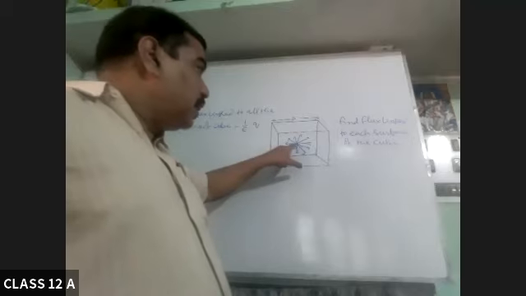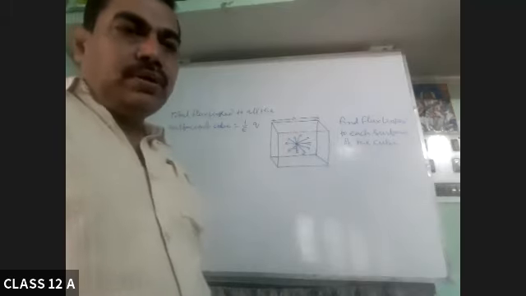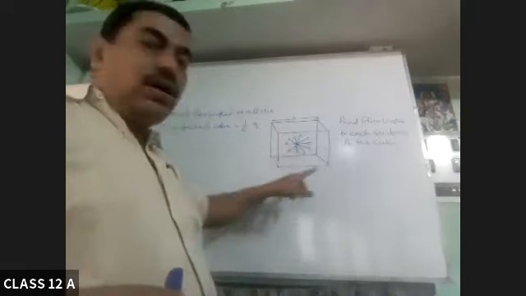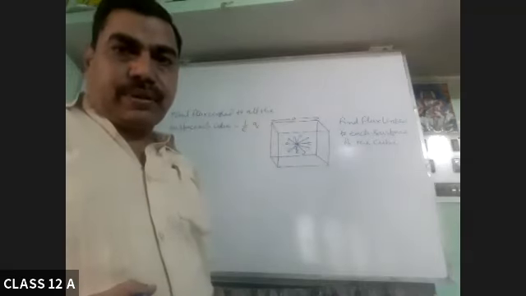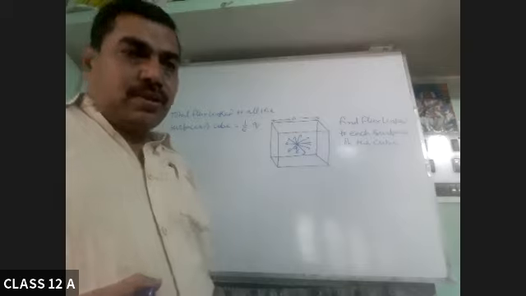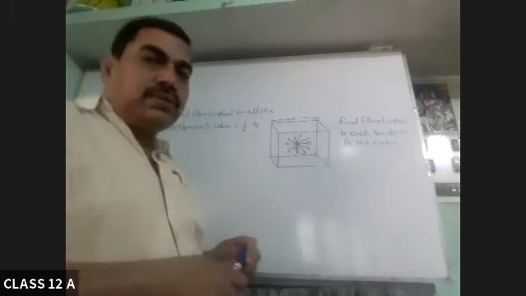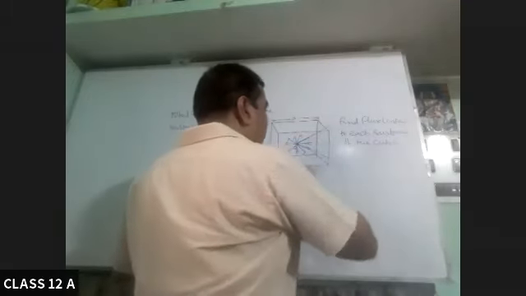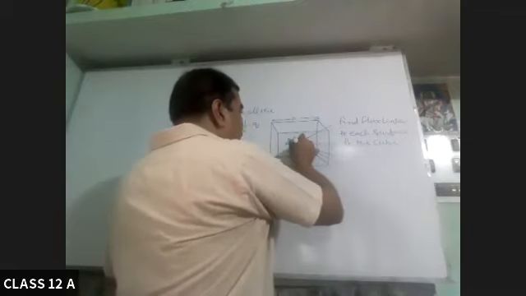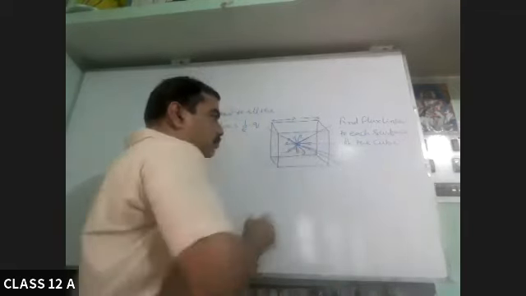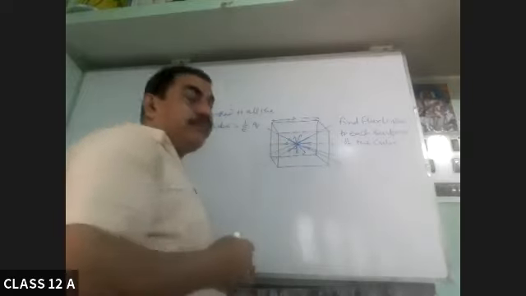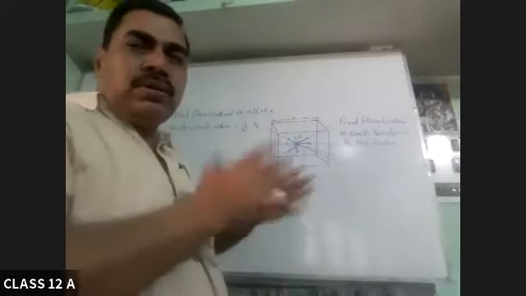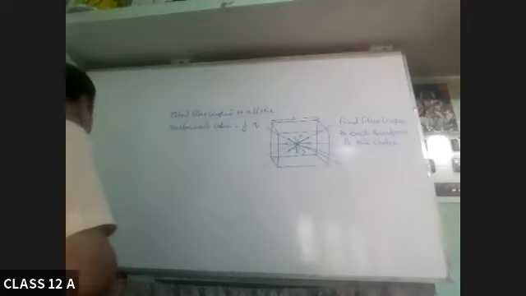Now, as the charge is present at the center, equal number of lines will cross all the 6 surfaces. Got the point? Whatever lines are crossing this surface, suppose this many, 1, 2, 3, 4, whatever it is, the same number of lines will cross this side also. So the total number of lines crossing this surface, this surface, this surface, all 6 surfaces will be the same.